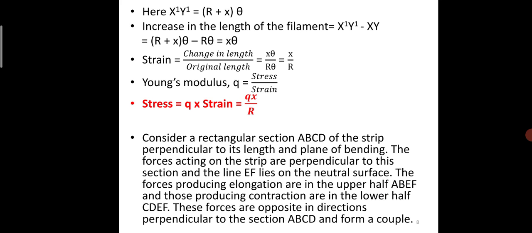Then increase in the length of the filament is given by x dash y dash minus xy, and it is equal to (r plus x) theta minus r theta, which is equal to x theta. Then the strain is defined as the ratio of change in length to the original length, and it is equal to x theta by r theta, which is equal to x by r. Young's modulus Q is equal to stress by strain. Therefore, stress is equal to Q into strain, and it is equal to Qx by r.